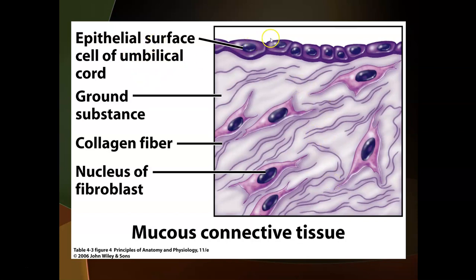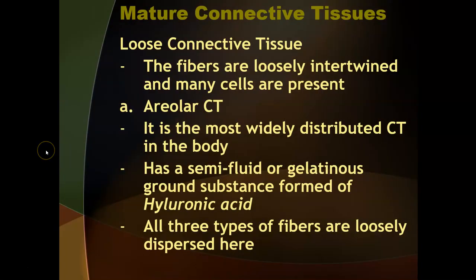So here is the epithelial surface of the umbilical cord. So fairly differentiated cells here, making up the epithelial layer of the umbilical cord. We have ground substance in here, sort of in the gray. We have now collagen fibers rather than reticular, but we still have fibroblasts continuing to make the fibers that make up this mucous connective tissue. So those are the immature ones.